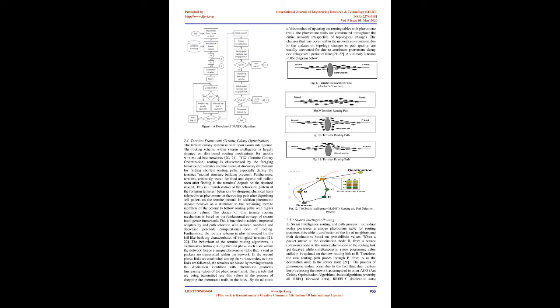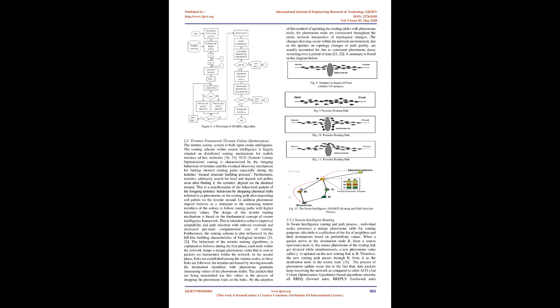During the first phase, each node within the network keeps a unique pheromone value that is sent as packets are transmitted within the network. In the second phase, links are established among the various nodes. As these links are followed, the termites are biased by moving towards the destination identified with pheromone gradients, increasing values of the pheromone trails. The packets that are being transmitted use these values in the process of dropping the pheromone trails on the links. By the adoption of this method of updating the routing tables with pheromone trails, the pheromone trails are constructed throughout the entire network irrespective of topological changes.